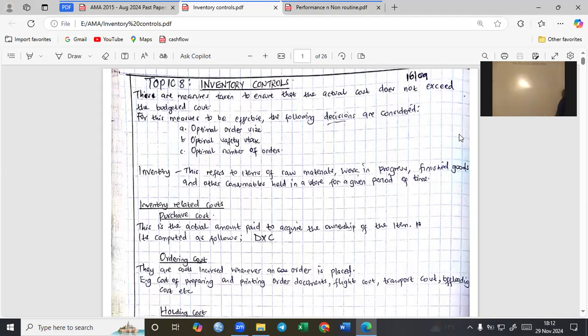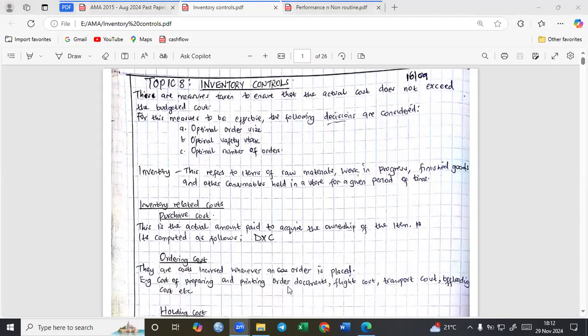Now, the word inventory refers to the items of raw material, work in progress, finished goods, and other consumables held in the store for a given period of time. Okay, we move on. In case they ask you to define inventory, you shall say this refers to the items of raw material, work in progress, finished goods, and other consumables that are held in the store for production or for resale for a given period of time.